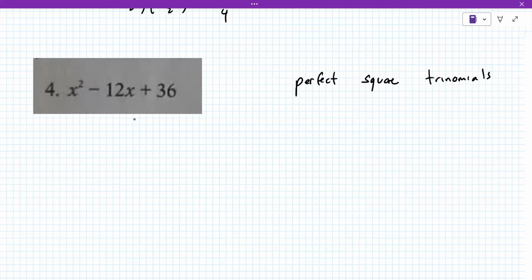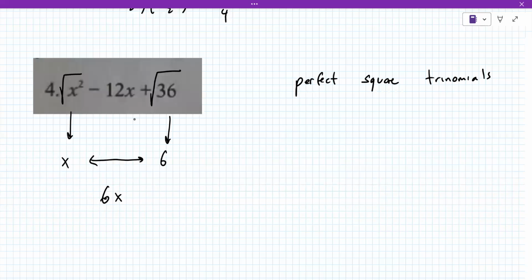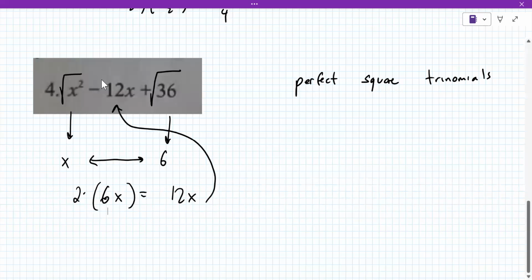Perfect square trinomial. So what does that mean? It means that if you take the square root of the last number and the square root of the first number, this is x, this is 6, and you multiply them together, that's 6x. And then if you double it, does that give you the middle term? Double, then you get yes. Now you might argue, what about the negative? And then I would say, well, when you take the square root, it's positive or negative.